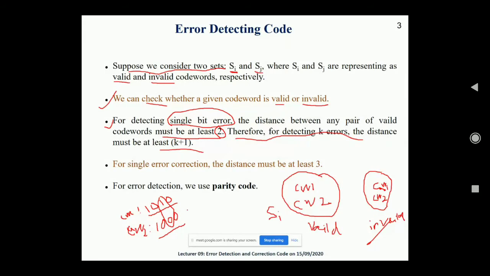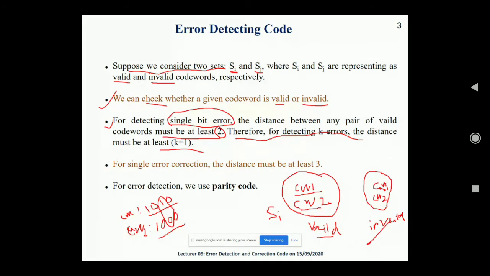Already we know that in the SI set, SI means the valid code words. So CW1 and CW2 are both present, and both belong to the SI set. But here, code word 1 is 1010, and the third bit is changed in code word 2.